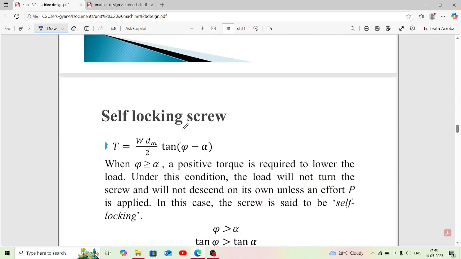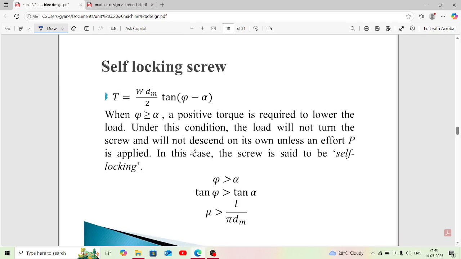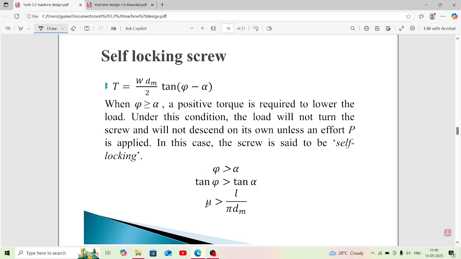And come to the next condition. What is self-locking in a screw? When phi is greater than or equal to alpha, a positive torque is required to lower the load under the condition of the. Let's conclude the topic.